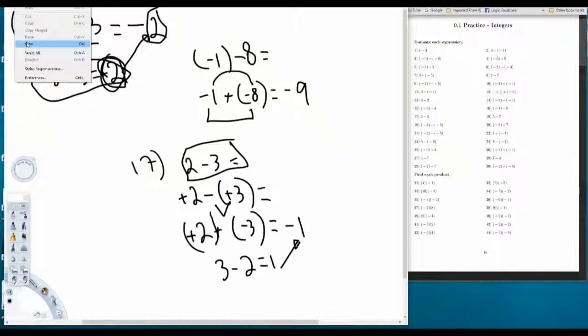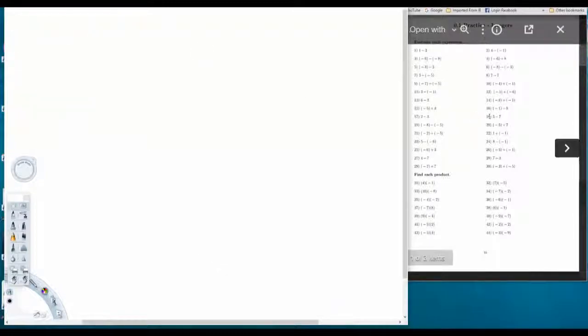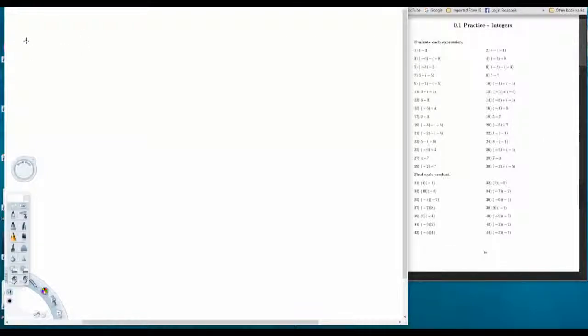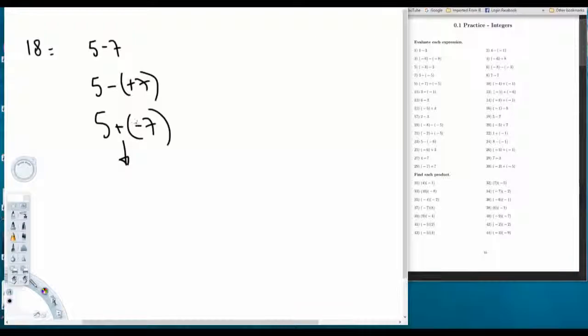We're going to clear that image. Boom. Number 18 now is 5 minus 7. So 5 minus plus 7, or 5 plus minus 7. So we have an addition sign here, and the biggest of the two signs is negative. So we know the answer is going to be negative. We take the biggest one minus the smallest one equals 2. Bring it up there, 2.